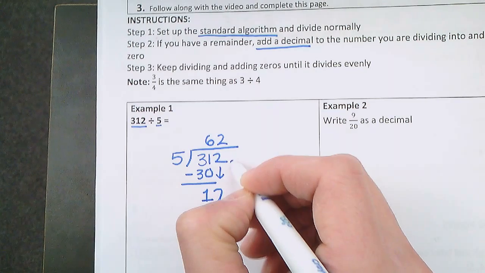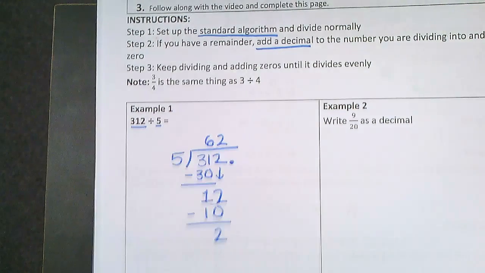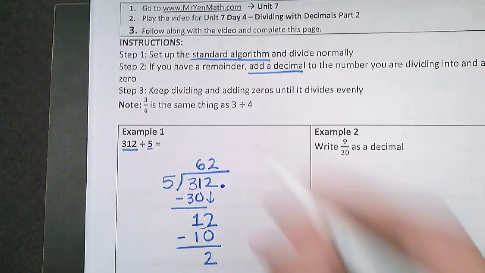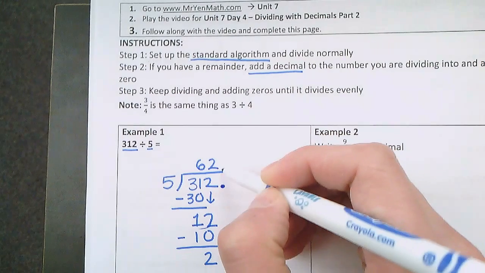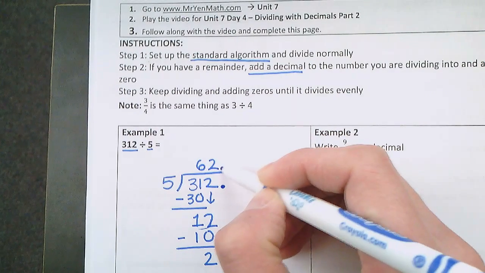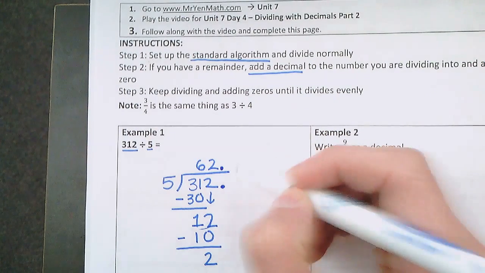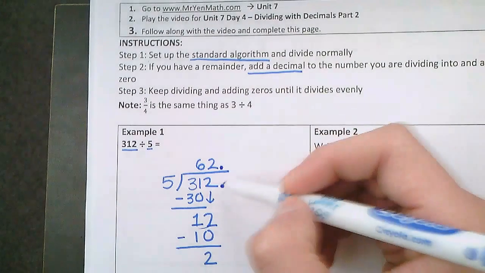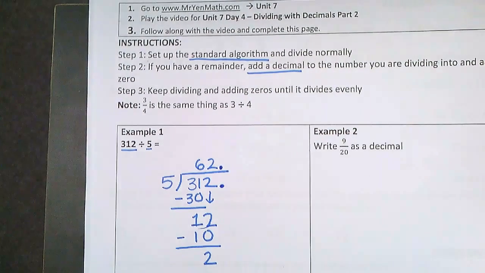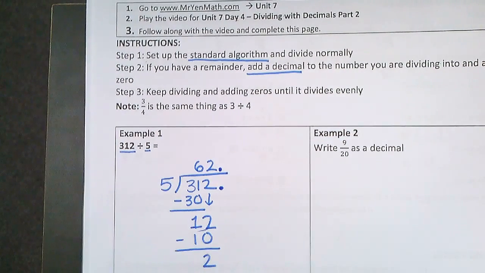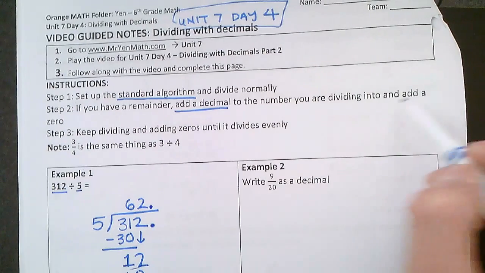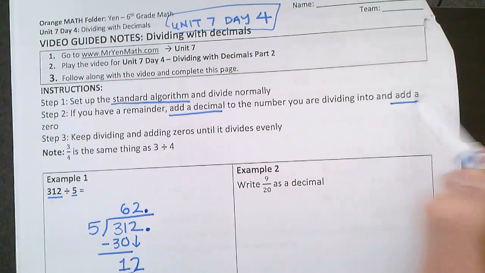312, a decimal here. And to keep it all accurate and organized, if we add a decimal here, we also have to add a decimal above the roof of our dividing house, right there. And to make sure the decimal goes directly above. And then, after adding the decimal, we can add a 0.